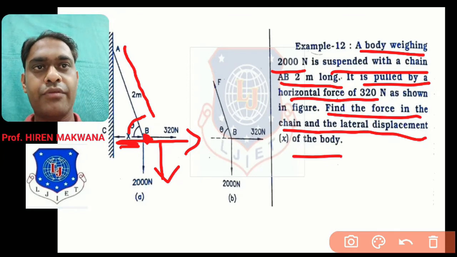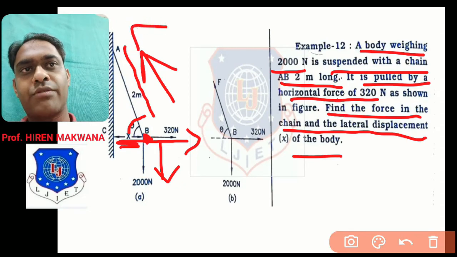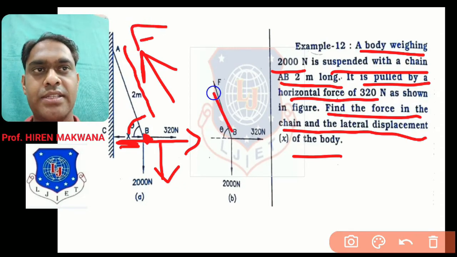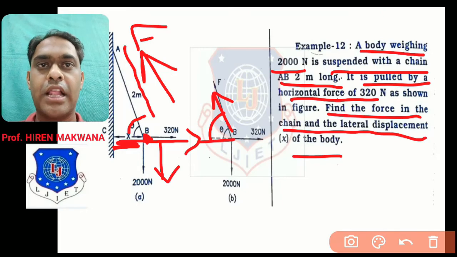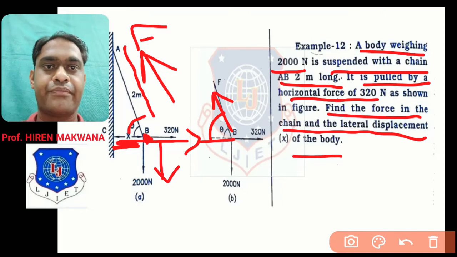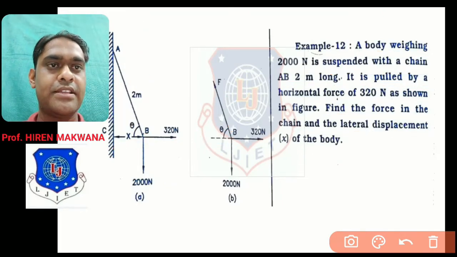So what do we have to find? Force in the chain means tensile force F, always towards the fixed point. Remember, this is towards the fixed point, F. This angle is theta with the horizontal, and this lateral distance x we have to find with the help of trigonometry. Okay, let us see the figure again.